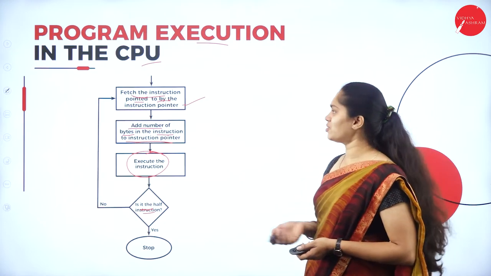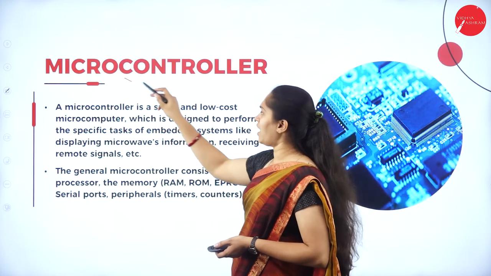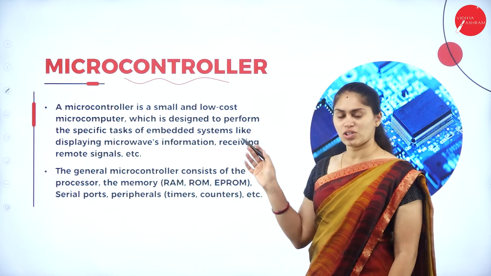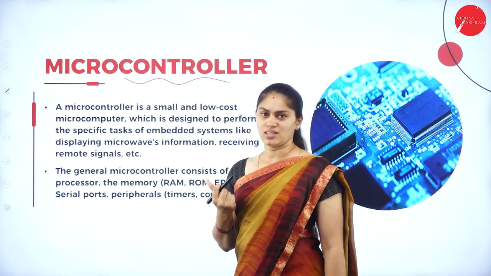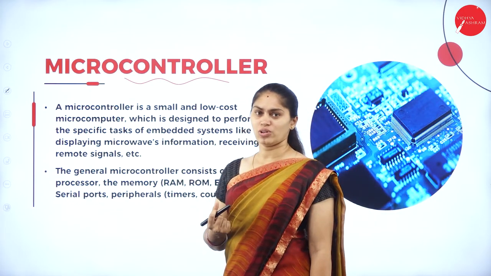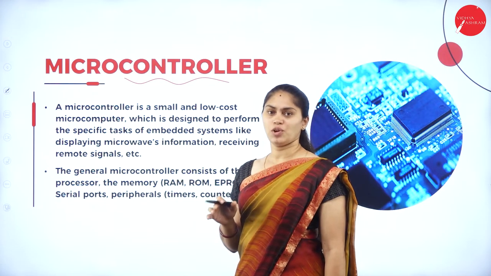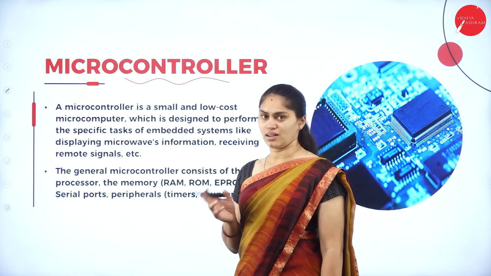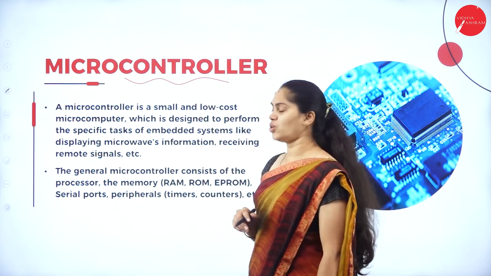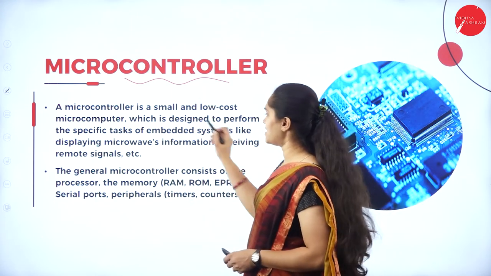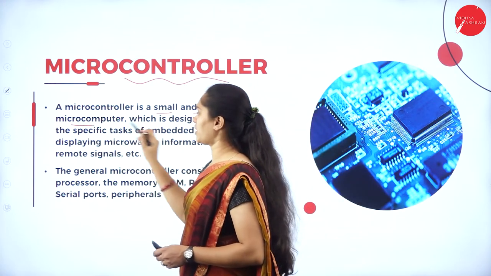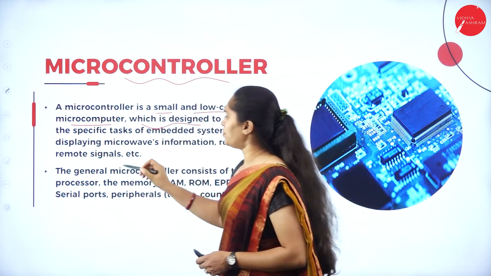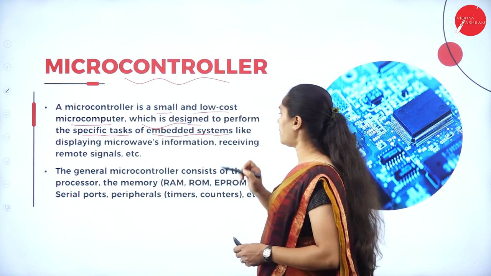I hope you all understood this. Next, what do we have? Microcontroller. So till now you got to know what a CPU is, how it is going to execute a program within a CPU, what it consists of, and also you got to know about the microprocessor. Now we'll see the microcontroller. It's a small and low-cost microcomputer which is designed to perform a specific task of an embedded system.